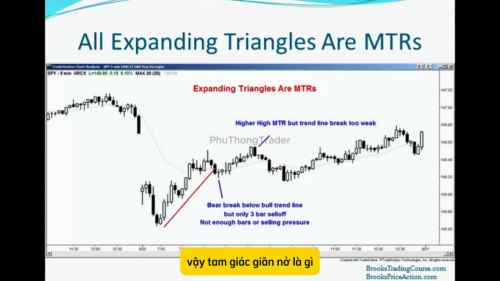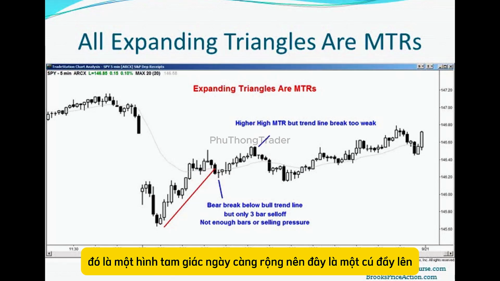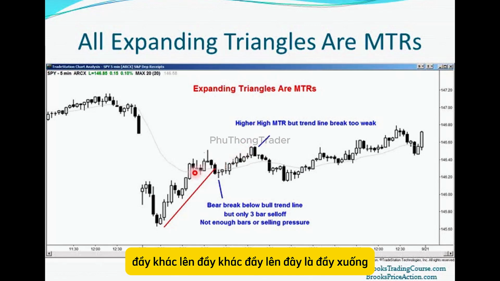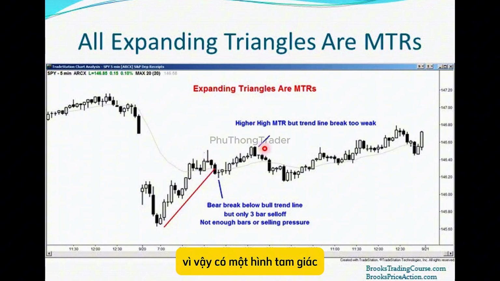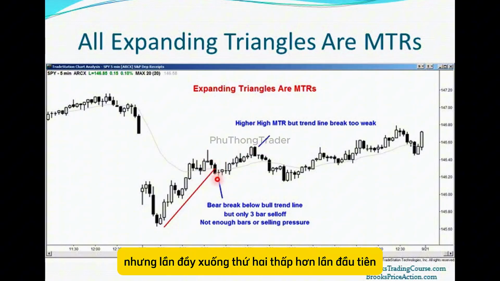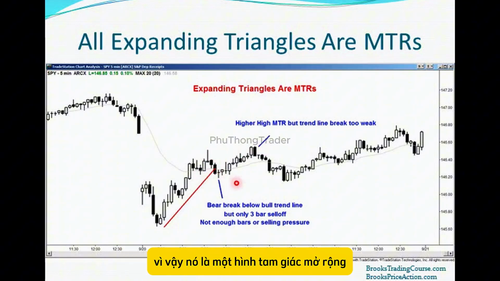So what's an expanding triangle? It's a triangle that gets wider. So here's a push up, another push up, another push up. Here's a push down, another push down. So we have 3 pushes up, so there's a triangle, but the second push down is lower than the first, so it's an expanding triangle.